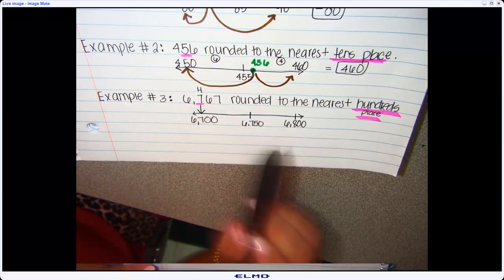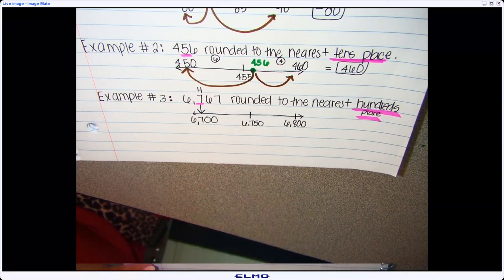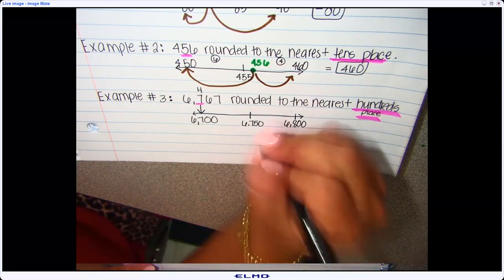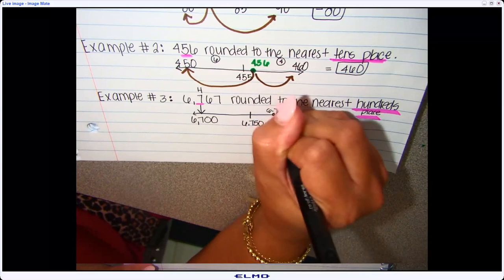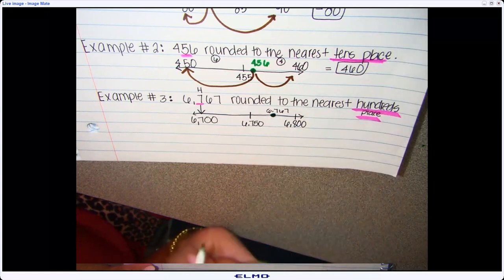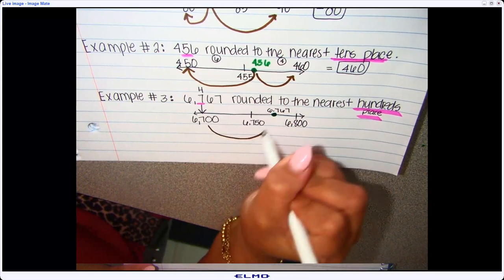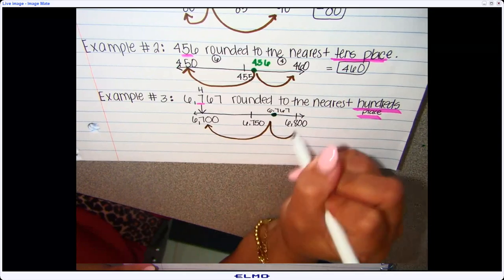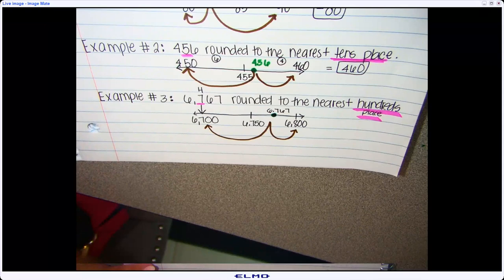Now, is this number less than 6,750 or greater than 6,750? Greater. So maybe somewhere here, not exact science. 6,767. Now I can do my little frog. One little frog. Two little frogs. So what is it closest to? 6,800.